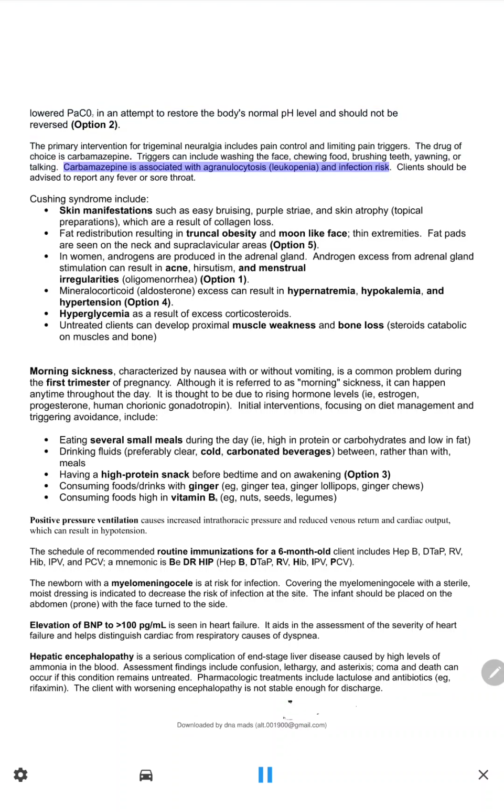Carbamazepine is associated with agranulocytosis, leukopenia, and infection risk. Clients should be advised to report any fever or sore throat.